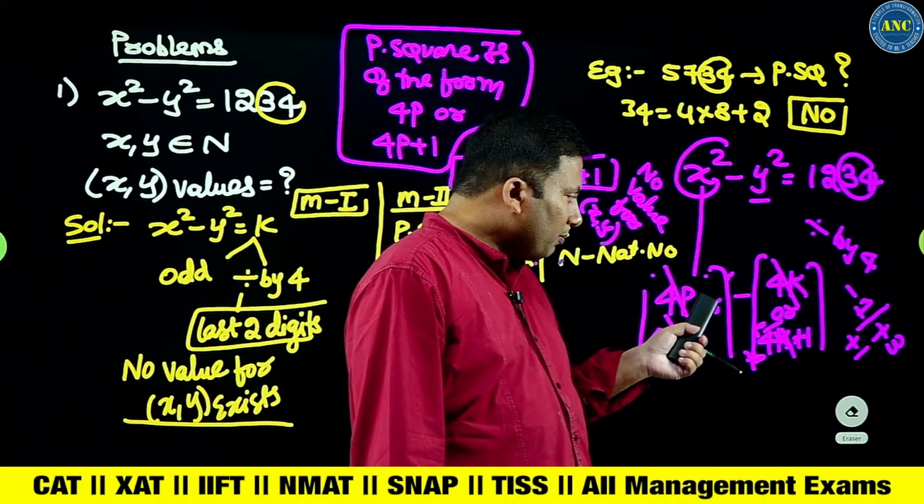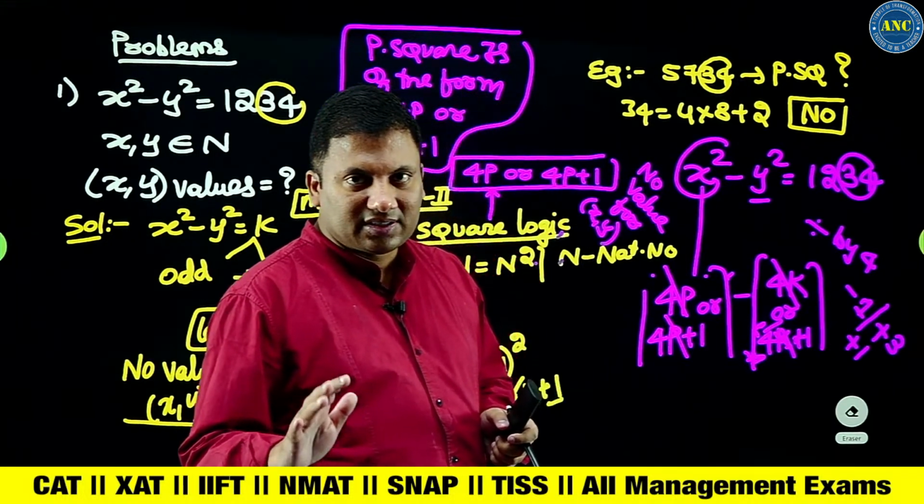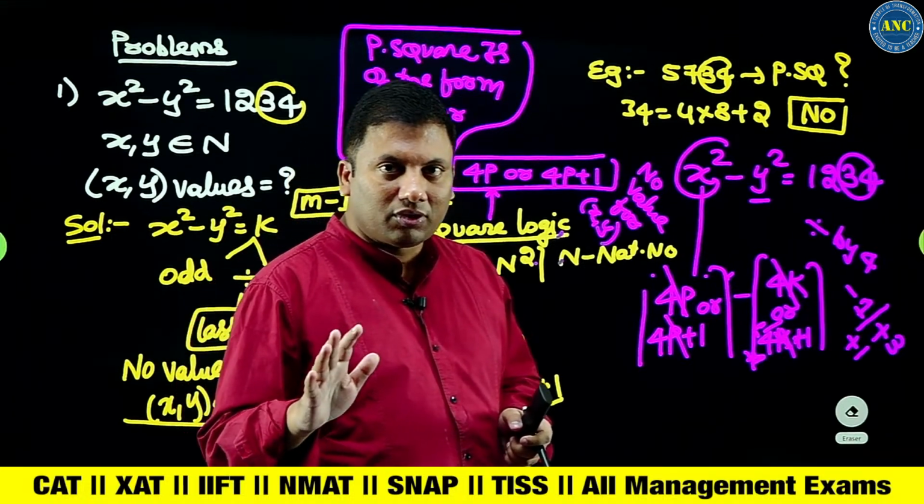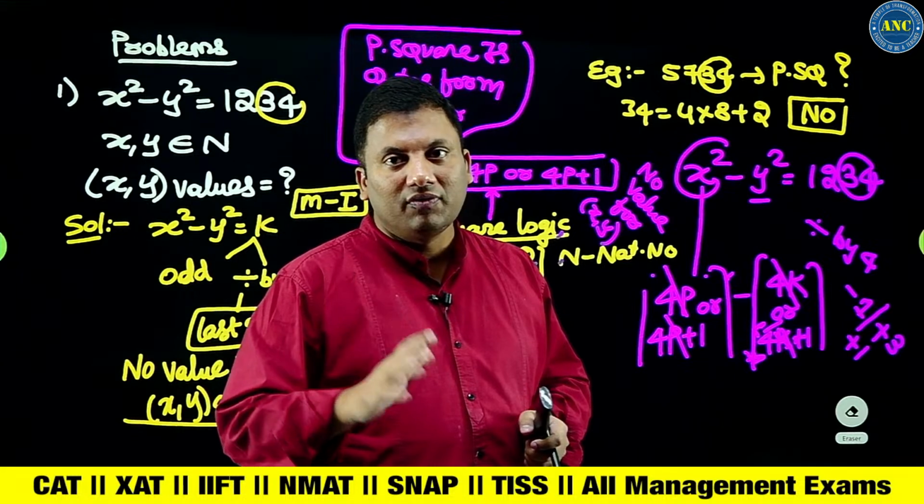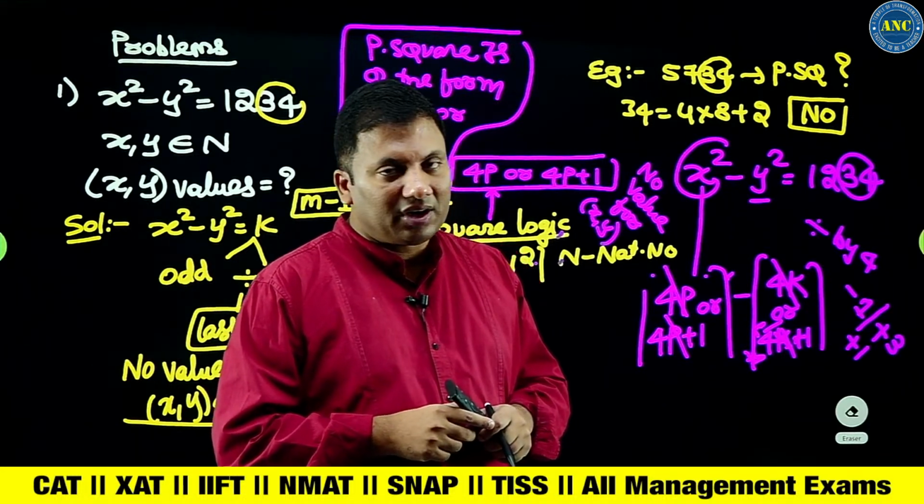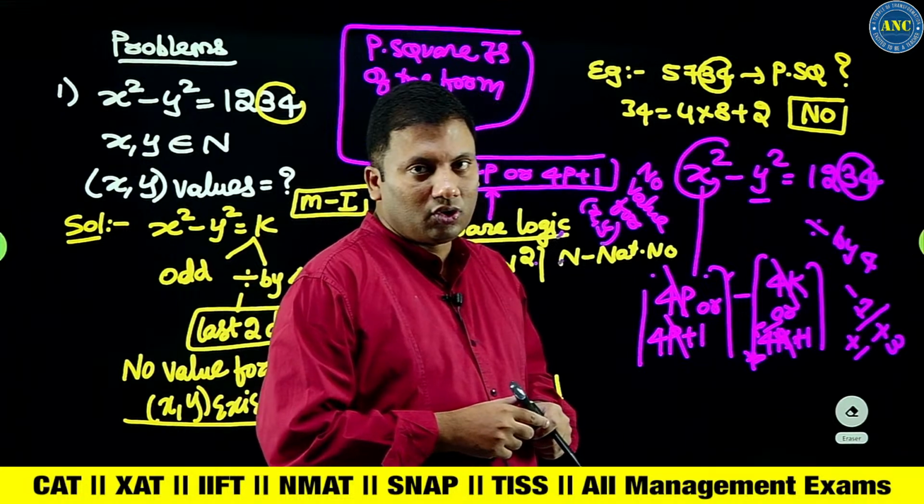4p plus 1 minus (4k plus 1): plus 1 minus 1 cancel. The answer is divisible by 4. In all the 4 cases, I never got a remainder 2 when divided by 4. So the answer is no value.